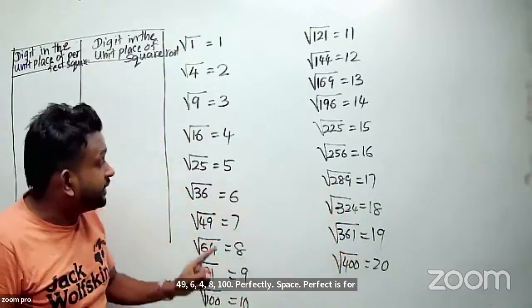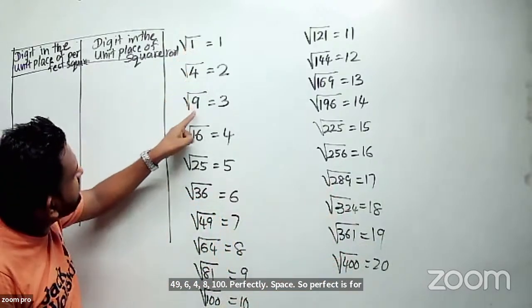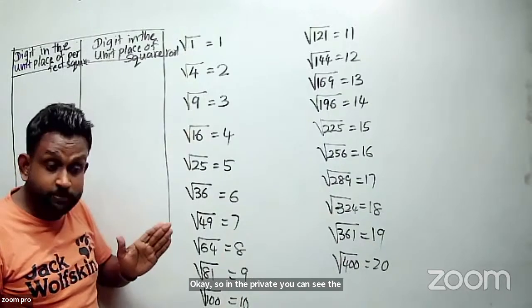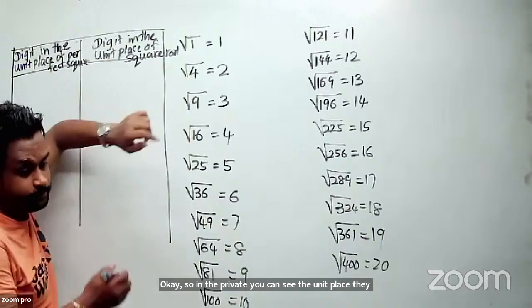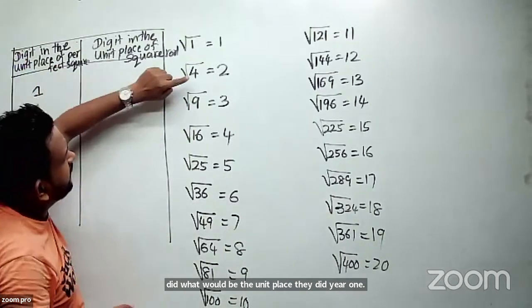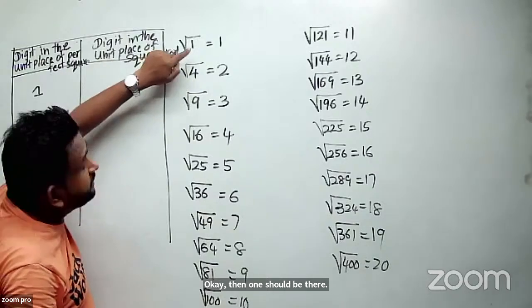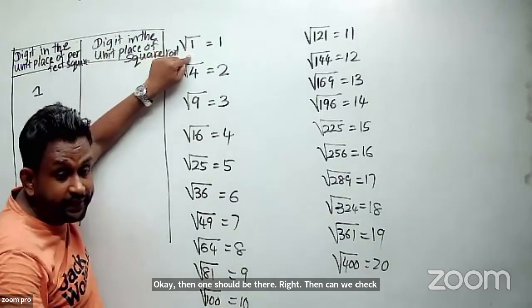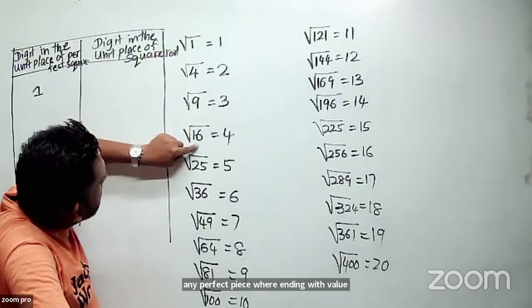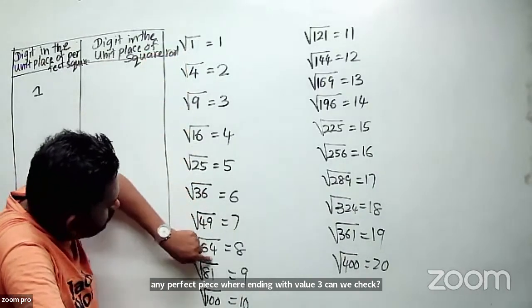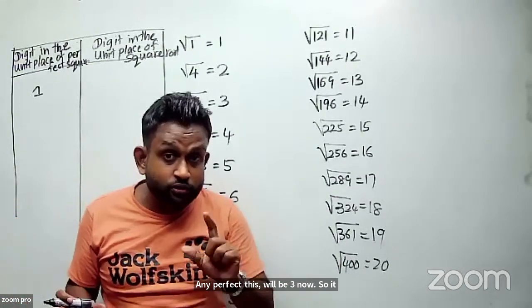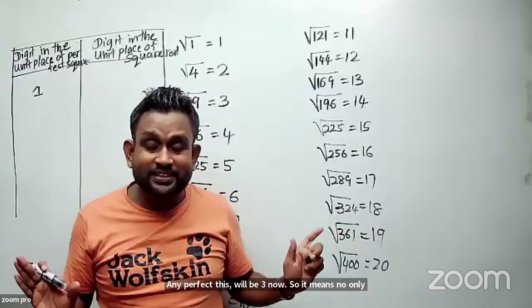In the perfect squares, you can see the unit place digit. What would be the unit place digit? Here 1. Then, can we find any perfect square ending with 3? No. So there is no perfect square having unit place digit 3.